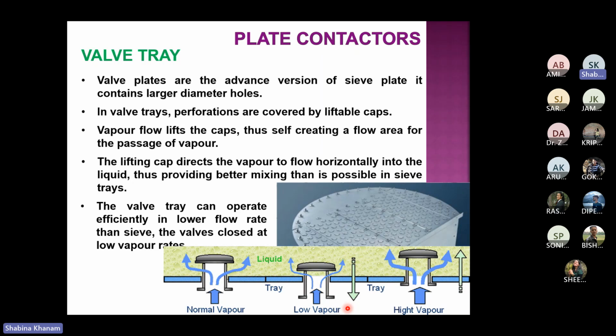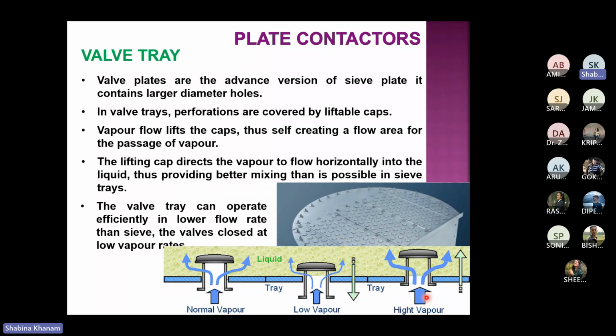Therefore, if that cap does not move upward, liquid cannot move downward. In that way, we have a valve tray which can be operated even at very low vapor rates. If low vapor is there, a certain amount of opening is possible through which vapor will move, but liquid movement through the hole is not possible, because it would occur only when the vapor flow rate is very low. And when the vapor flow rate is very low, that cap will not move up, so the liquid is not allowed to move down.